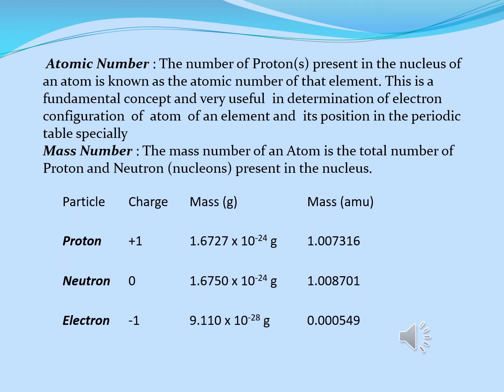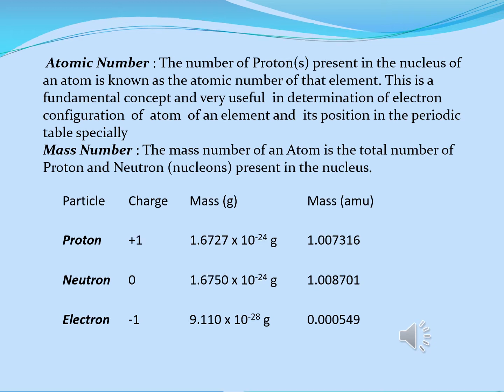The concept of atomic number is a unique number for an element. This is fixed because it depends on the number of protons, and is very helpful in determining the electron configuration and its position in the periodic table. Mass number is the summation of proton and neutron, also known as nucleons.